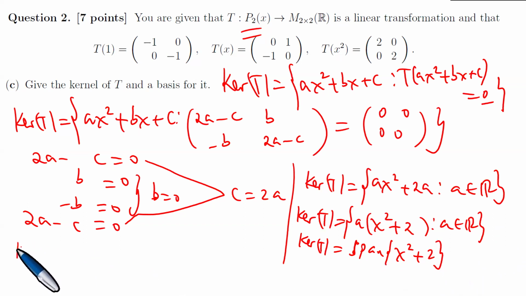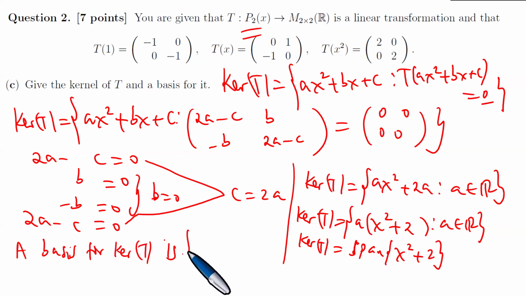So now you can conclude and say a basis for the kernel of T is x squared plus 2. A basis for the kernel of T is what? Is x squared plus 2. Because we have defined the kernel, and the kernel of T is the span of this. But the basis for it is just x squared plus 2. Okay.